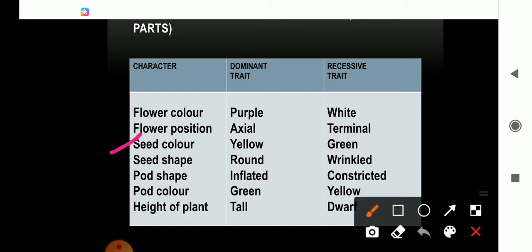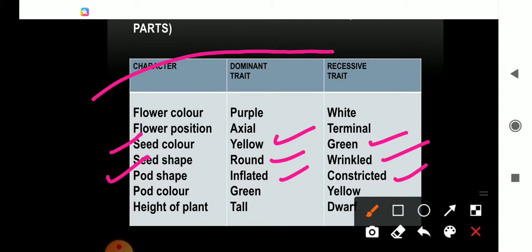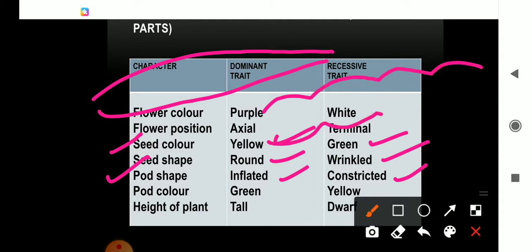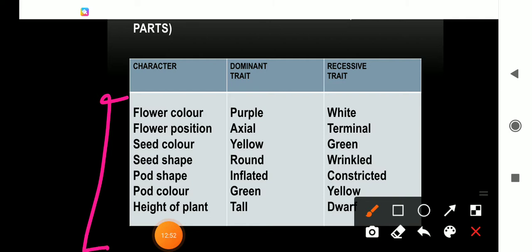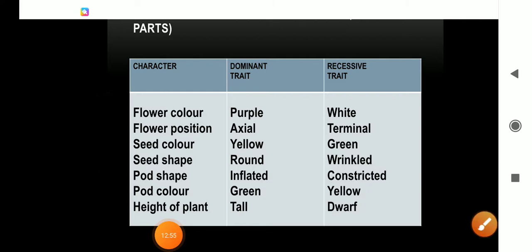Then next is seed color. One type of seed is yellow and the second green. These are also totally different. Seed shape: round, and in another it is totally changed, wrinkled. Then pod shape: inflated, and the second is constricted. What is the meaning of constricted? It means flat. Normally a pod is like this, inflated, and constricted means this type of structure will be in the pods. The next is the height of the plant. Some plants were totally tall and some were dwarf. So these were the seven distinguishing features which helped Mendel to perform the experiments.